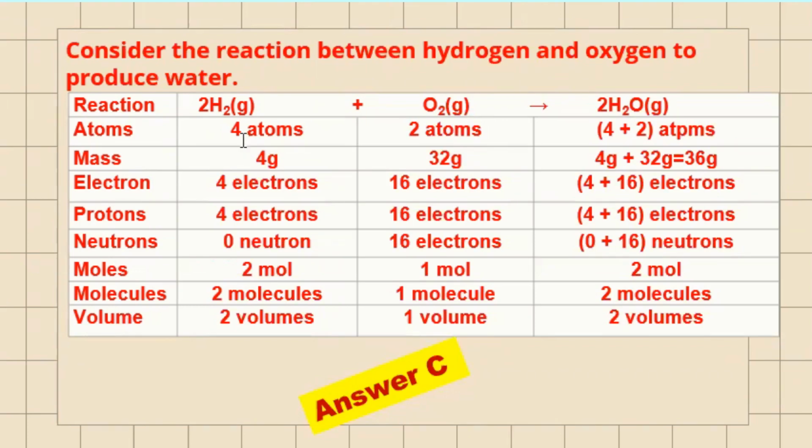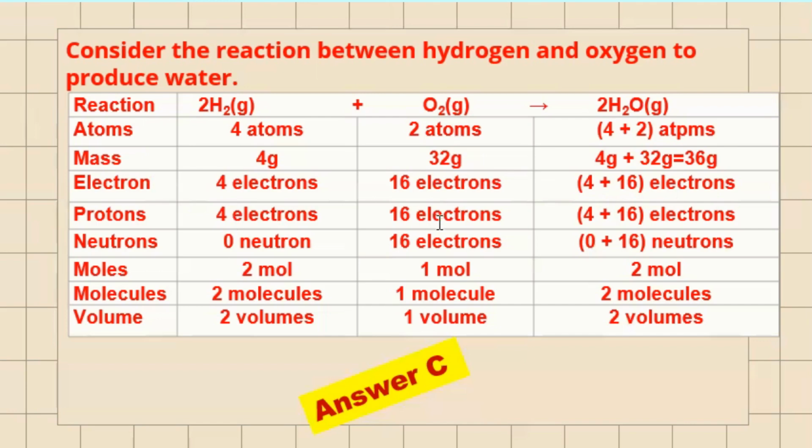For example, 4 atoms of hydrogen combined with 2 atoms of oxygen produce 4 plus 2 atoms, okay, which is 6. The number of atoms on both sides is equal. And the mass: 4 gram of hydrogen is combined with 32 gram of oxygen to produce 4 gram plus 32, which is 36 gram. The number of electrons, 4 electrons, 16 electrons, produce 4 plus 16 electrons. And the number of protons also is the same on both sides.